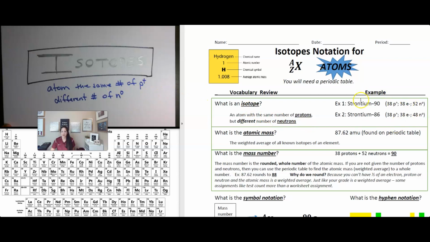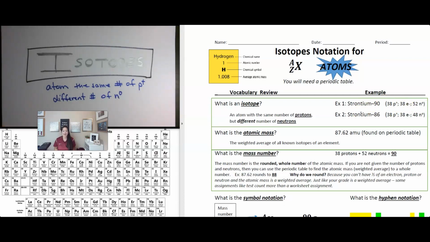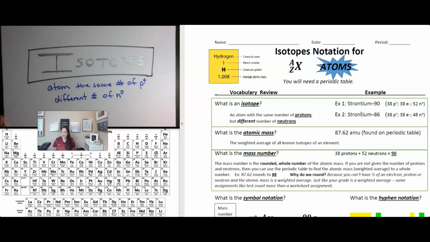Here is an example of two isotopes of strontium. Strontium-90 has 38 protons, 38 electrons, and 52 neutrons. We'll go over and review how to find these again, but just for now, let's use the numbers that are given. Strontium-86 has 38 protons, 38 electrons, and 48 neutrons. There is a 4-number difference between these two.